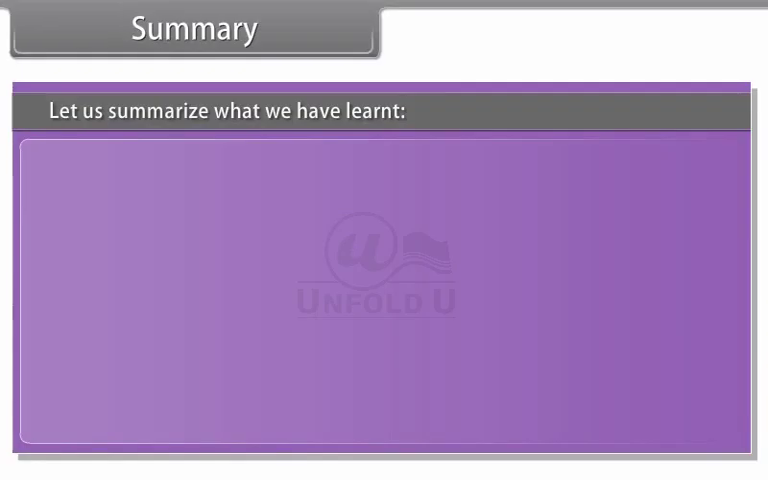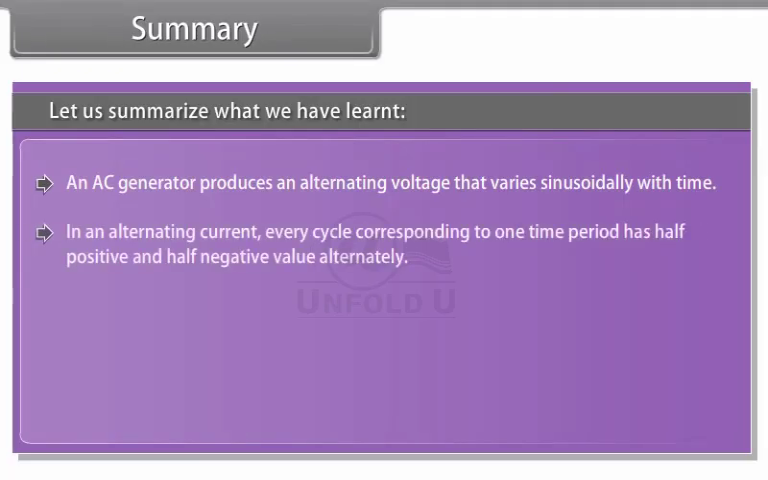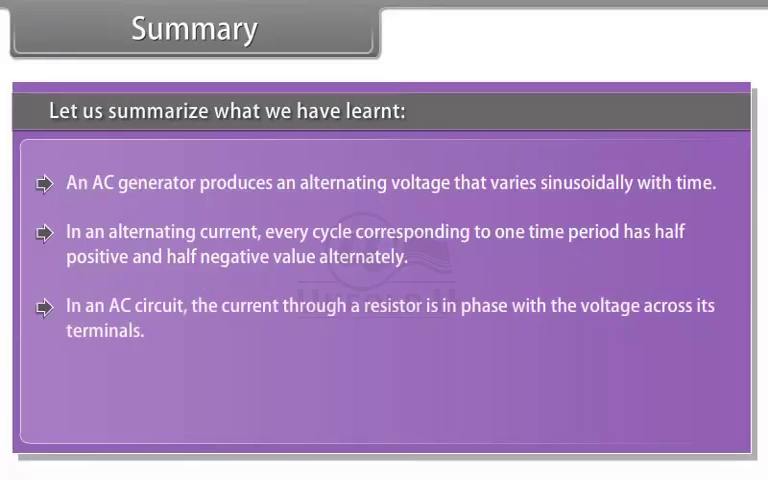Summary. Let us summarize what we have learned. An AC generator produces an alternating voltage that varies sinusoidally with time. In an alternating current, every cycle corresponding to one time period has half positive and half negative value alternately. In an AC circuit, the current through a resistor is in phase with the voltage across its terminals.